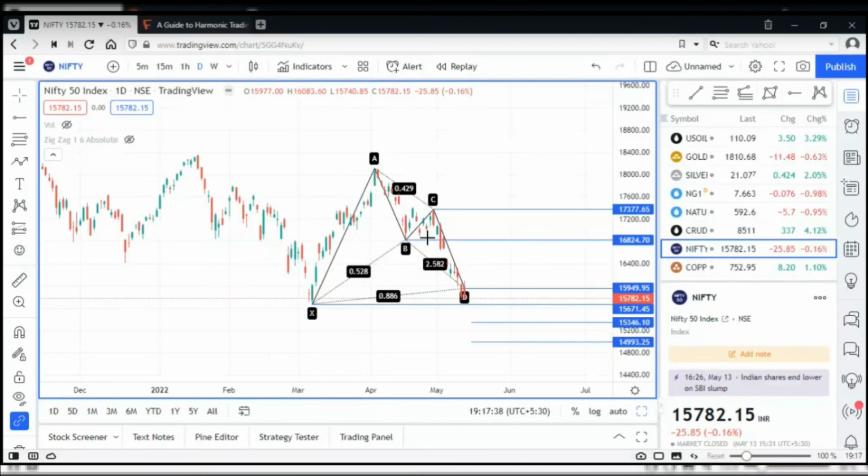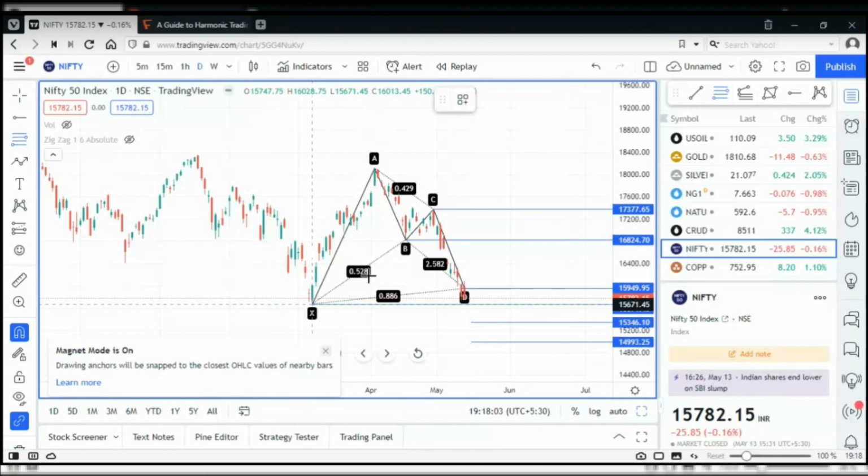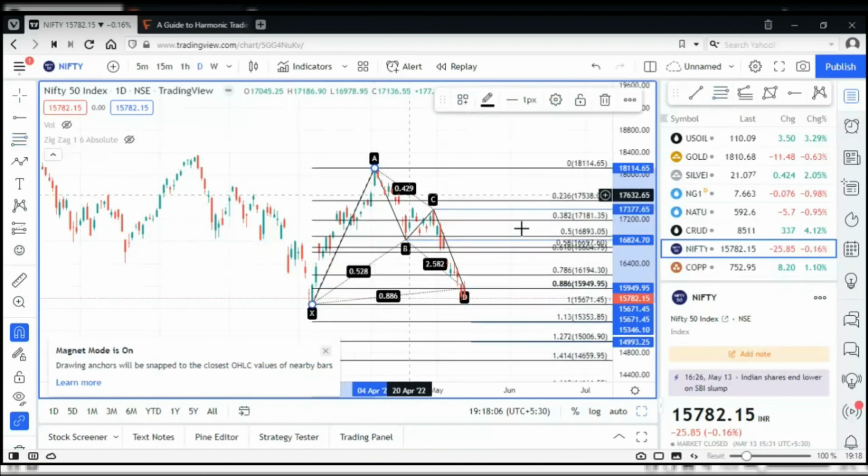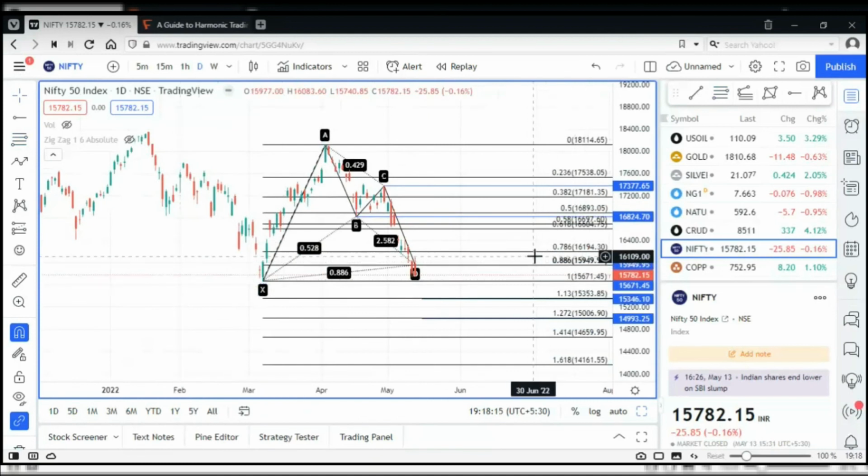And what should the AC value be? 0.382 to 0.886. Here it is 0.429, so we can consider this as BAT. So here it formed, and what is the D value? D value should come at 0.886. So that means we should draw Fibo from X to E. If we draw Fibo from X to E, 15,949.95 is a support level. This is our support level. So this is our entry point.